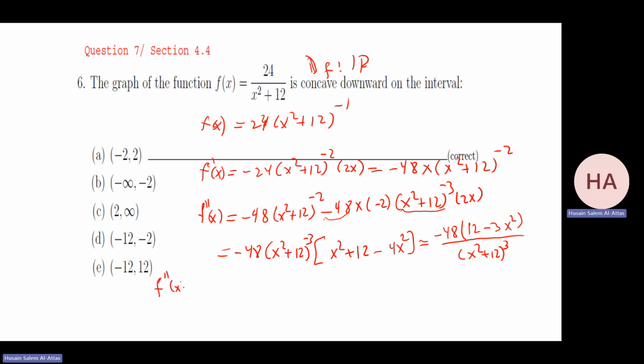I have f double prime equals 0. It gave me x equal plus or minus 2. Okay, so I plug minus 2 and 2. The domain is all real numbers, so they are in the domain. And check. This is always positive. So take minus 3. Minus 3 gives me minus 27. 12 minus 27 is negative. That is negative, that will be a positive. Take 0, it will be easier. 0 will be negative. Take 3, it will be positive. So it's concave down here, from minus 2 to 2.